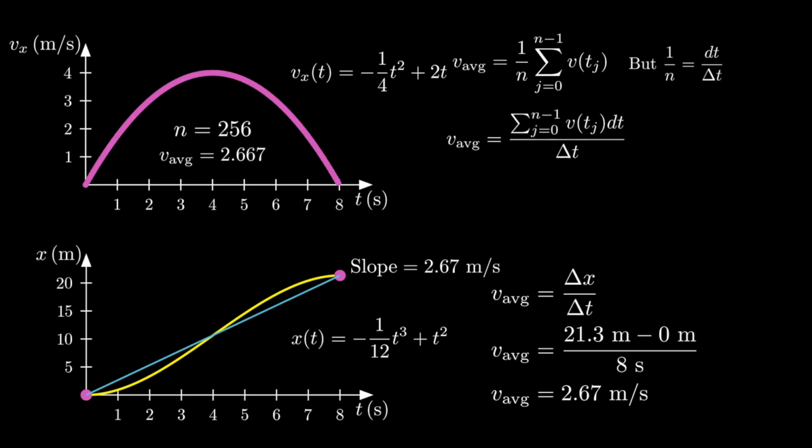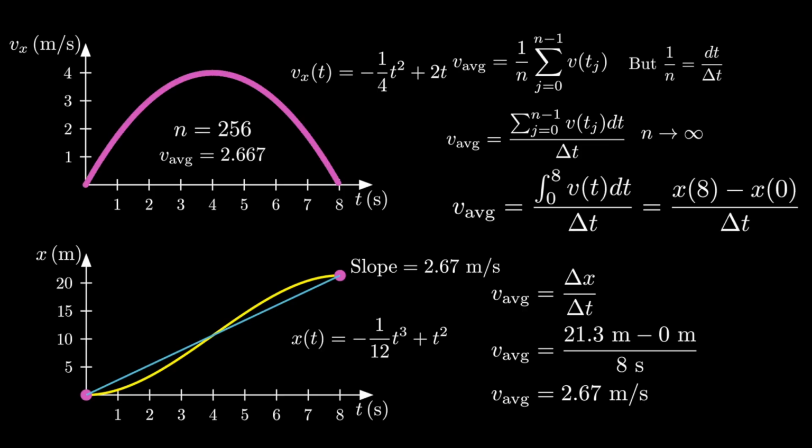Now imagine we sample infinitely many points. The sum turns into an integral from 0 seconds to 8 seconds of v of t dt. This integral is still divided by delta t. But the fundamental theorem tells us that this definite integral is the antiderivative of velocity, or position, at 8 seconds minus the position at 0 seconds. Since this is divided by the time interval of 8 seconds, this proves that the first method of finding the average is equivalent to the second method, by finding the slope of the straight line graph that connects the starting and ending points of the motion we are considering.